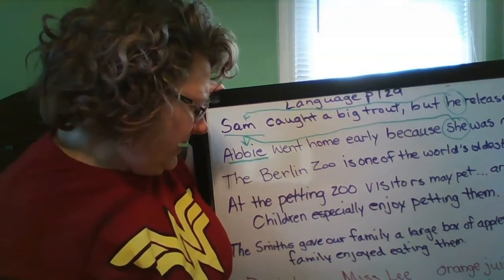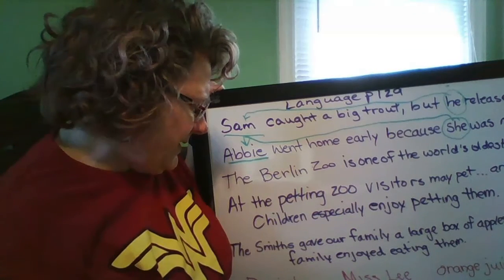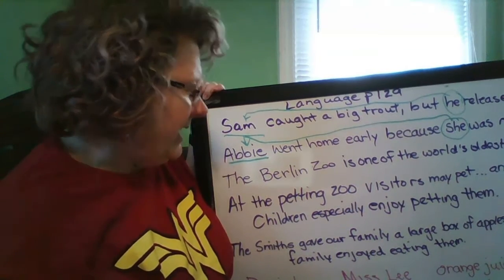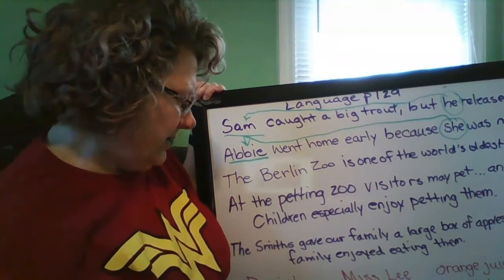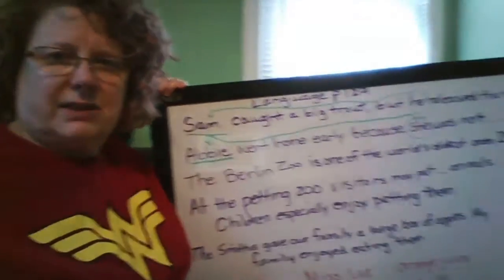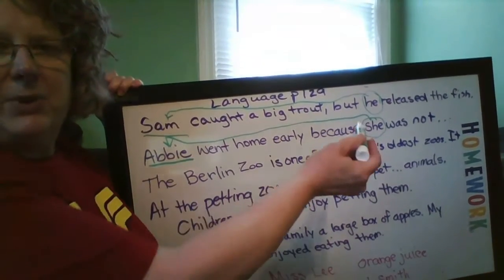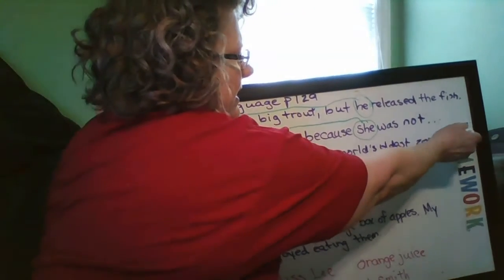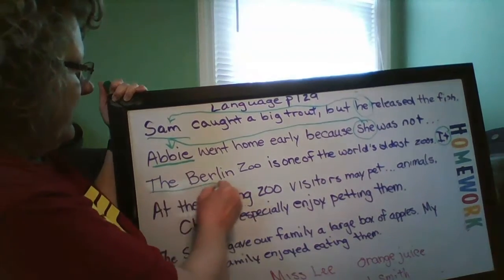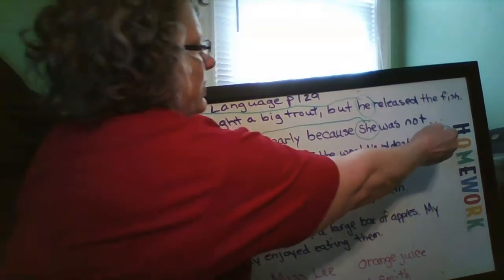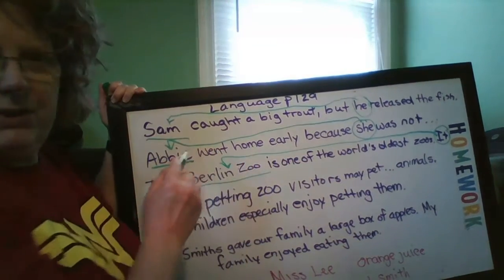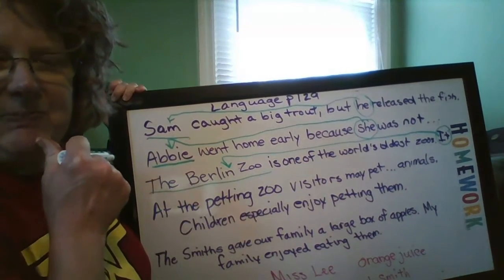Number 3, the Berlin Zoo is one of the world's oldest zoos. It has more kinds of animals than any other zoo. So our pronoun is the word it. It is talking about the Berlin Zoo. So you underline Berlin Zoo, and draw your arrow from it to Berlin Zoo.